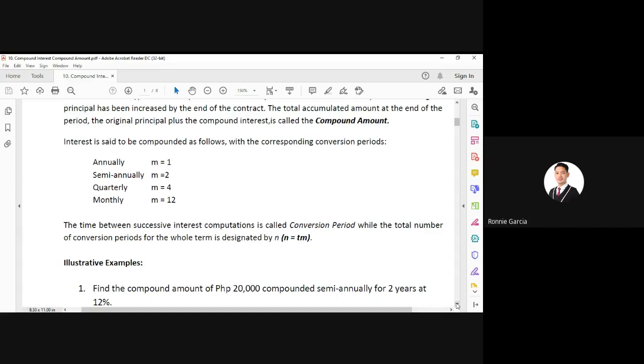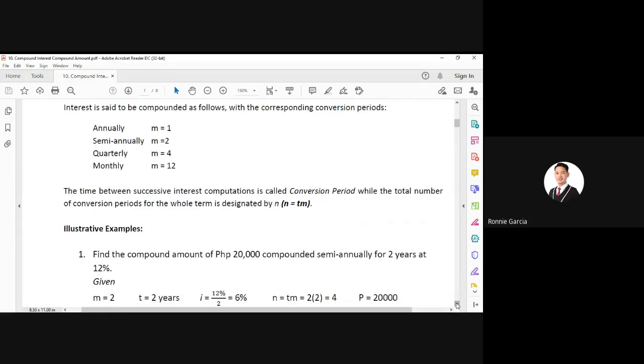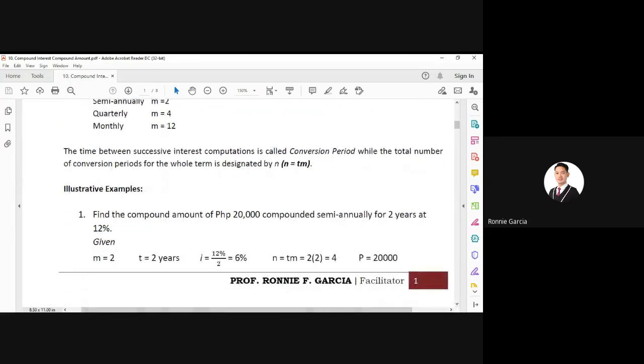So para makita nato ang difference nila, let's have the first example and I want someone to read the first example. Kindly read Miss Nangka. Yes, sir. Go ahead. Find the compound amount of 20,000 pesos compounded semi-annually for 2 years at 12%.